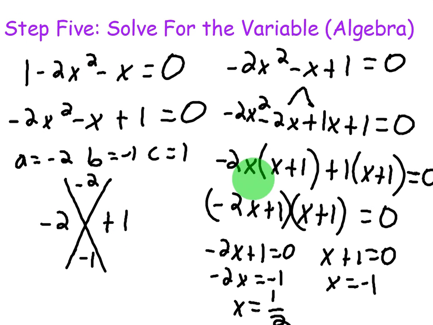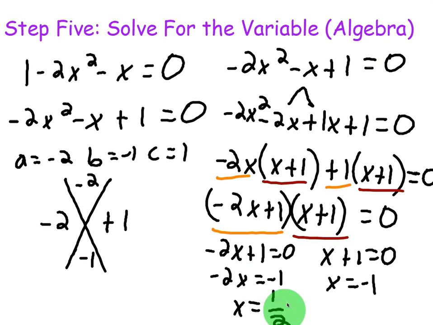Then factor out a GCF for the first two terms, factor out a GCF for the second two, and voila. I'm going to use a little underline here. I have the same thing in the parentheses, x plus 1, so that becomes my first factor. My other factor is the -2x plus 1. And now I've factored this expression, and furthermore, I can set each factor equal to 0, so -2x plus 1 equals 0, and x plus 1 equals 0.